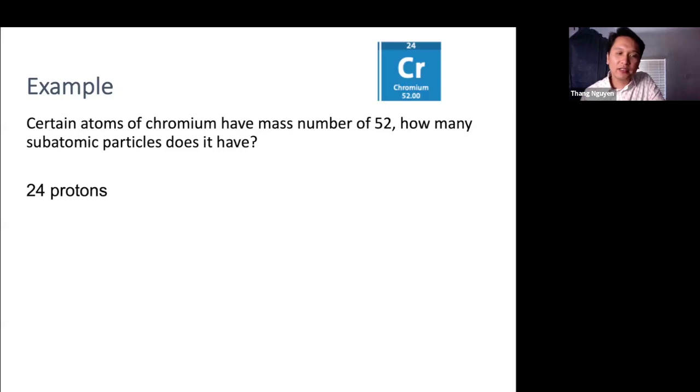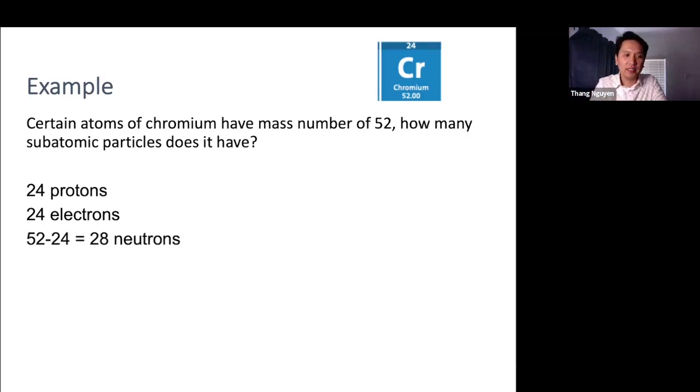Next easiest number to determine is electrons. In an atom, electrons and protons are equal because the atom will be neutrally charged. That means it's 0 charge. So if you have 24 positive, you also need 24 negative, right? So that's why you have 24 electrons. And the last one, the hardest one, is the number of neutrons a certain atom of chromium has. How do we figure it out? Based on our previous example, you take the mass number minus the number of protons, and it will give you the number of neutrons, right? So 52 minus 24 is equal to 28. So it has 28 neutrons.